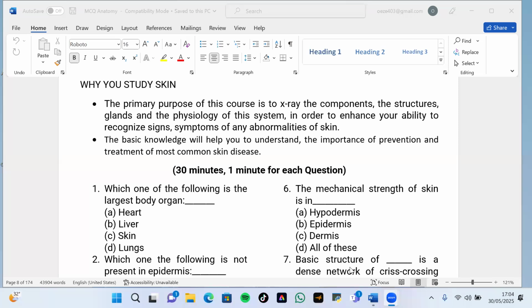Good evening. In today's section, we will be looking at a question and answer section regarding the forthcoming exams, based on our course content or curriculum. We will be discussing the skin. As such, we need to look at the likely questions we should expect.